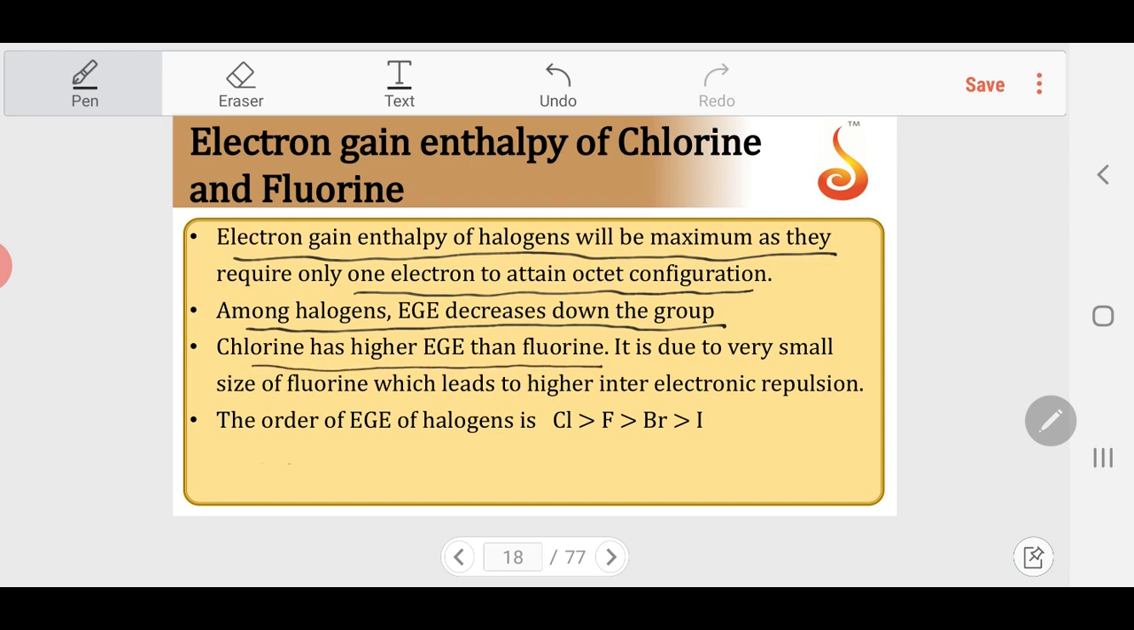So addition of one more electron introduces more interelectronic repulsion that will slightly destabilize the ion. As a result, no doubt in both fluorine and chlorine heat will be liberated, but the amount of heat liberated when we add an electron is less in the case of fluorine compared to chlorine. So the order will be chlorine, fluorine, bromine and iodine.